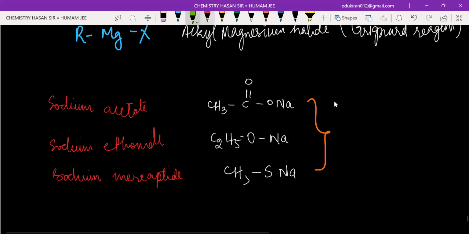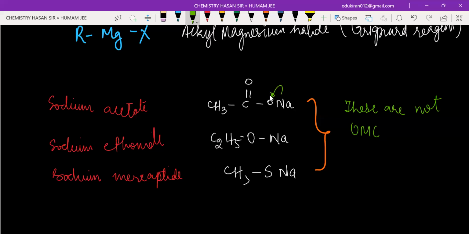So very simple answer is that these are not organometallic compounds. Why? Because you can see sodium is connected with oxygen, not carbon. Are you getting my point? If carbon is connected with a metal directly, that is called organometallic compound. Are you getting my point? Yes.